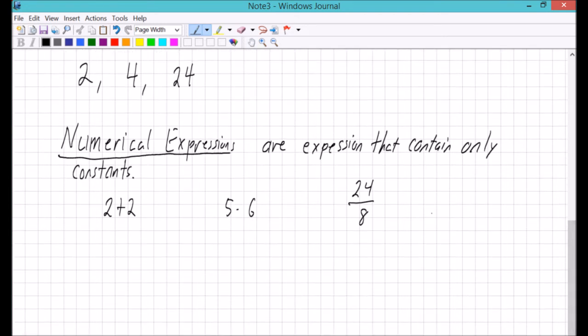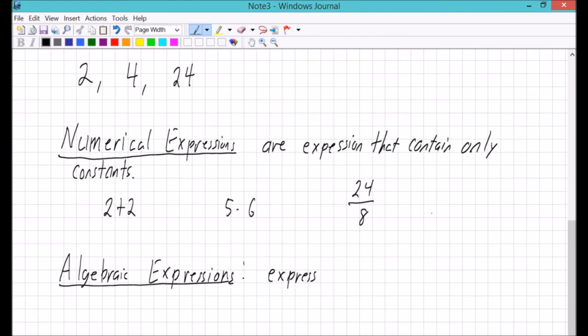So what do you think an algebraic expression is? Well, an algebraic expression, and by the way, this is what our class is named after, is the algebraic expressions. That's why it's called algebra. And algebraic expressions are expressions that contain variables.